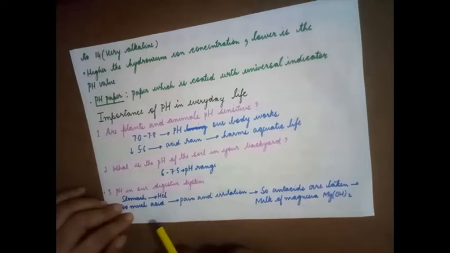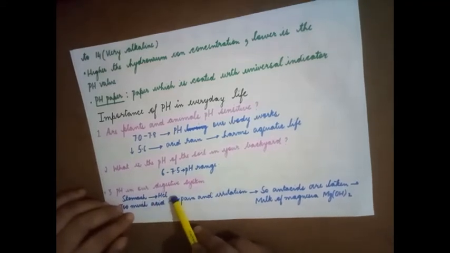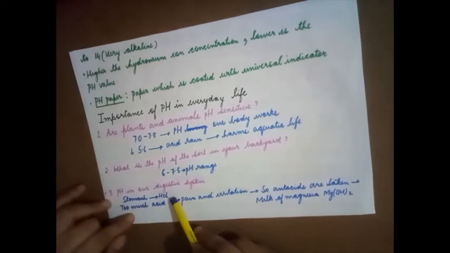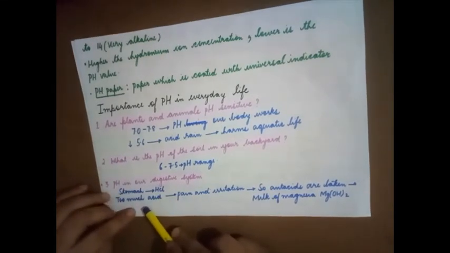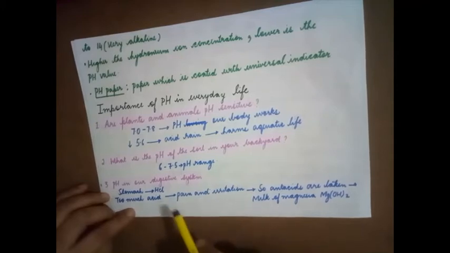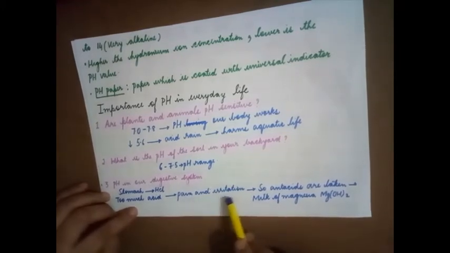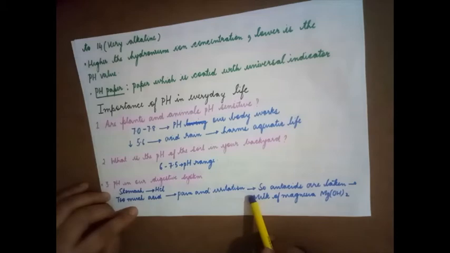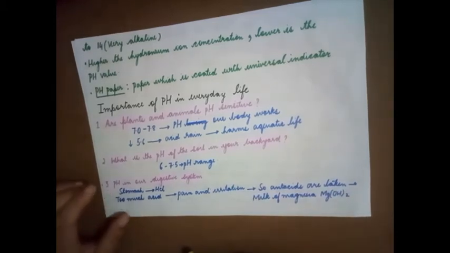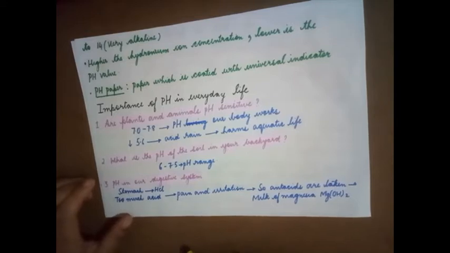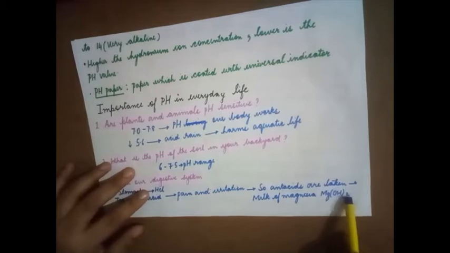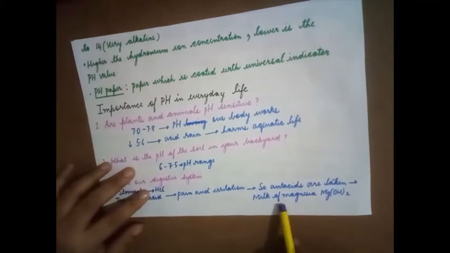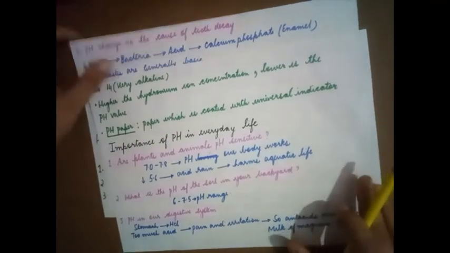pH in our digestive system. We know the stomach secretes HCl. When there is too much acidic secretion, there is pain and irritation. So what do we do? Antacids are used. Antacids are nothing but bases. They are basic in nature. An example is magnesium hydroxide, also known as milk of magnesia.